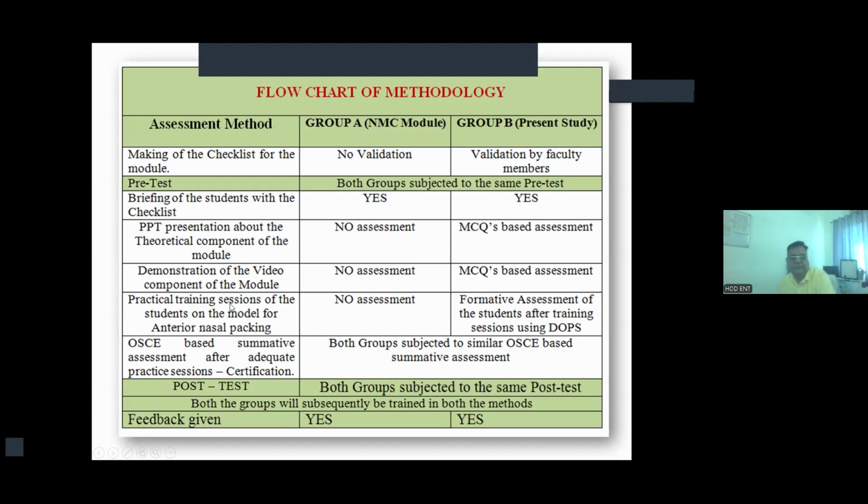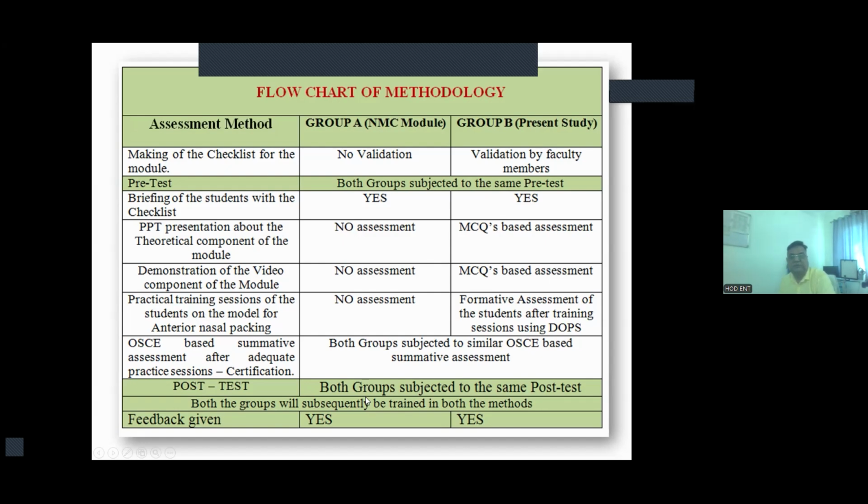And practical training sessions of the students on the model for anterior nasal packing, no assessment after the practice session, whereas formative assessment was done by using the DOPS method. OSCE-based summative assessment was carried out in both the groups. Post-test, both the groups were subjected to the same post-test as before, and both the groups were subsequently trained in both the methods. Feedback given to both the groups.